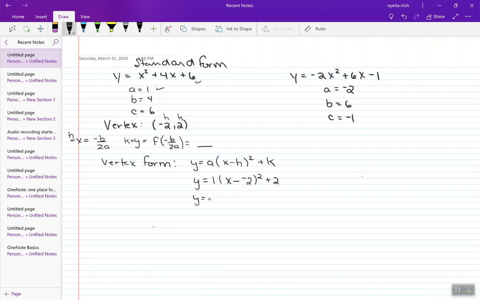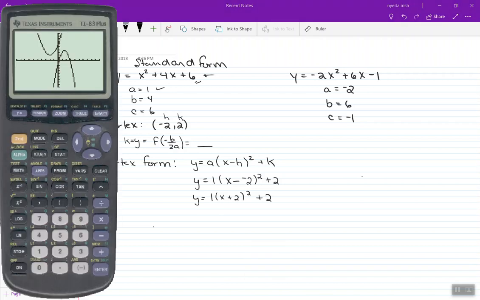So our equation is y equals 1 times x plus 2 squared plus 2. If I were to completely FOIL x plus 2 times x plus 2 out and then add 2, I would get back this same equation. And that's one way to check it.